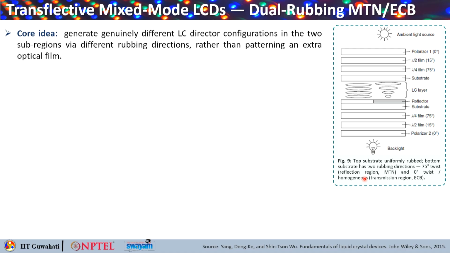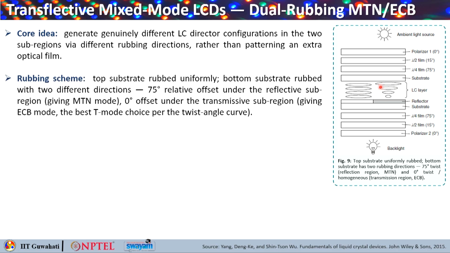Okay. Now you can see the transreflective mixed mode LCDs with dual rubbing MTN, or the ECB, that is the electrically controlled birefringence mode. So what is the core idea? To generate genuinely different liquid crystal director orientation in the two subregions via different rubbing directions, rather than patterning an extra optical layer, that is, without the retarder. So this is the schematic.